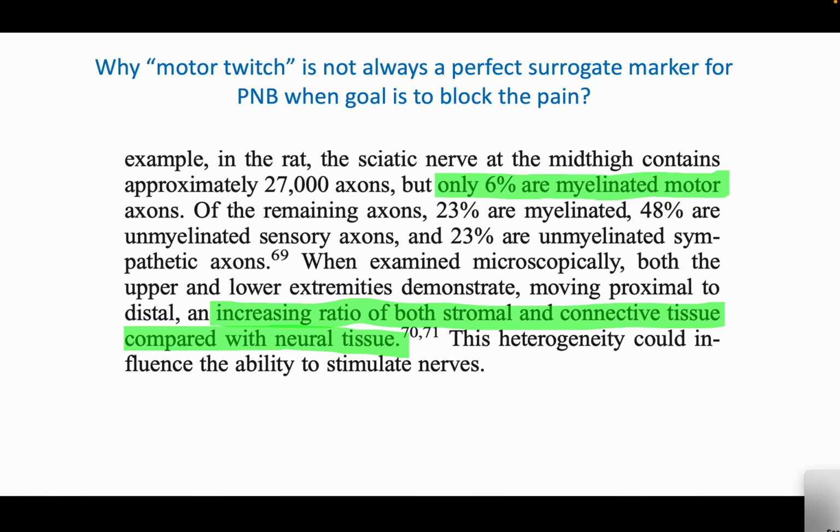So a common question is why this motor twitch is not always a perfect surrogate marker for peripheral nerve blocks, right? Especially because our goal is actually pain control. And I think this is a nice quotation from one of the anatomical studies. In a sciatic nerve of the rat, for example, there are 27,000 axons. Only 6% of them are motor axons. The remaining are 23% myelinated sensory and 48% unmyelinated sensory. And there are also 23% sympathetic axons. On top of it, we have a lot of stroma, and the more distally we go, the higher the ratio of stroma and connective tissues to the actual neural tissue. I'm talking about axons.